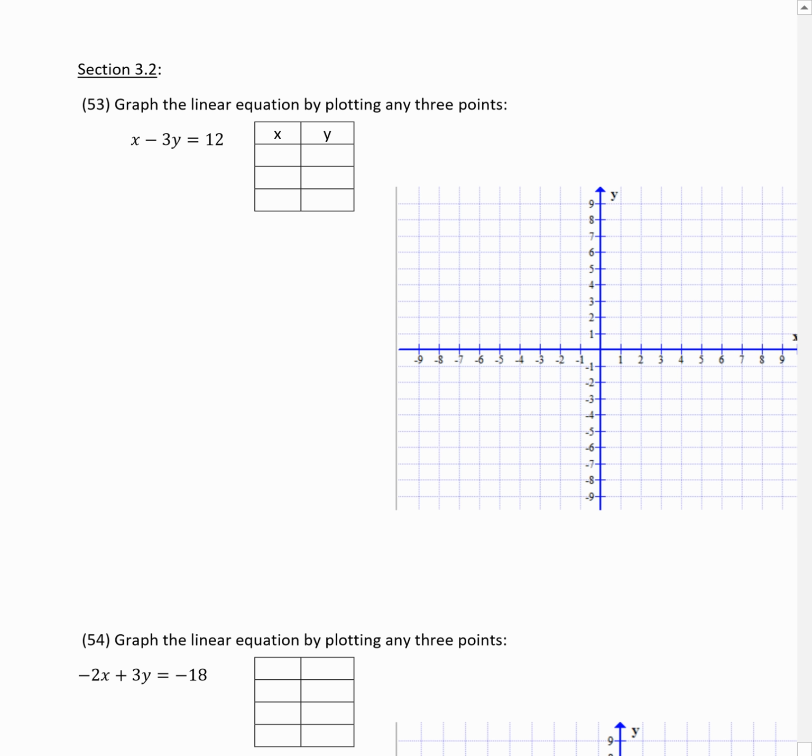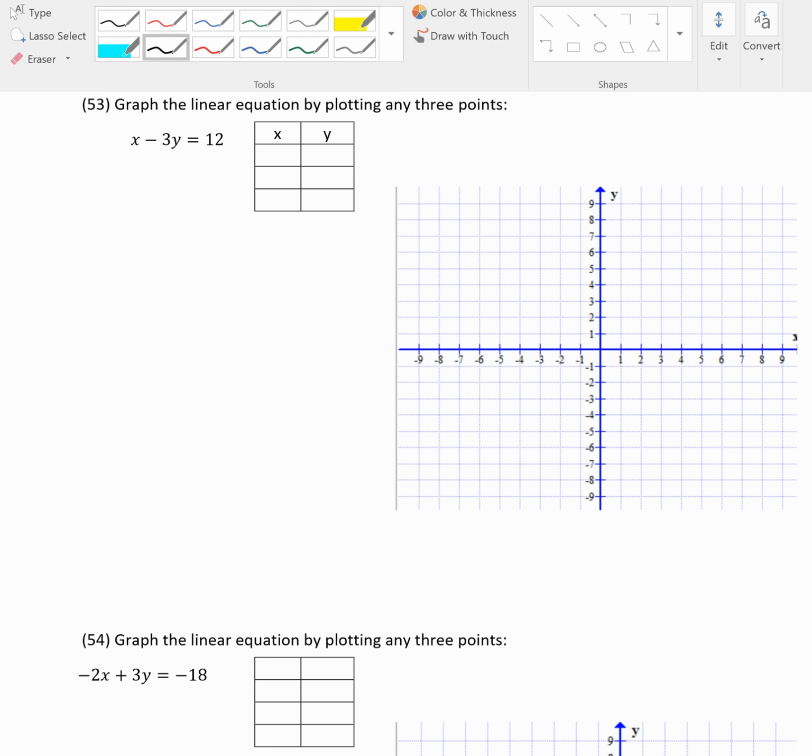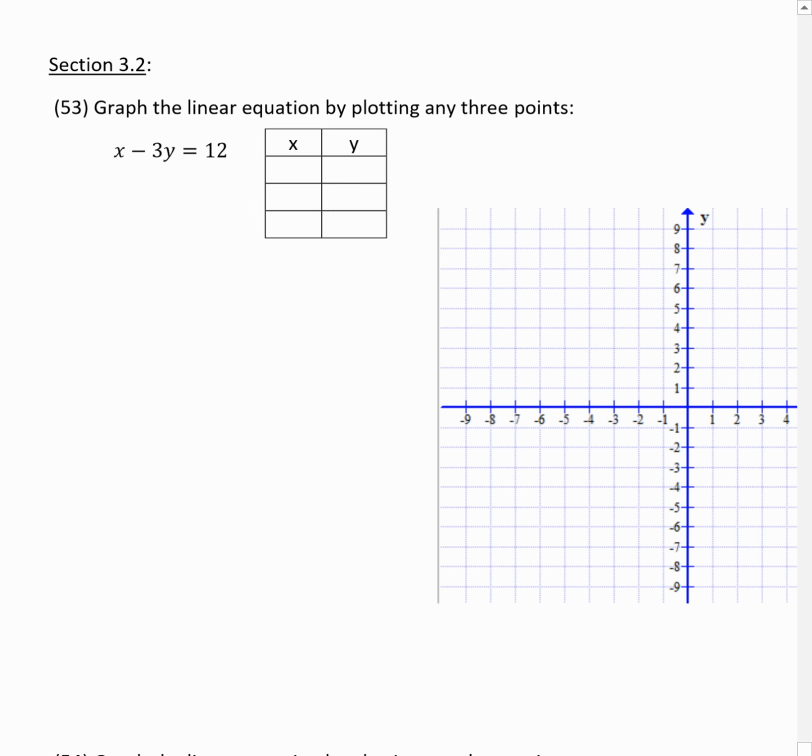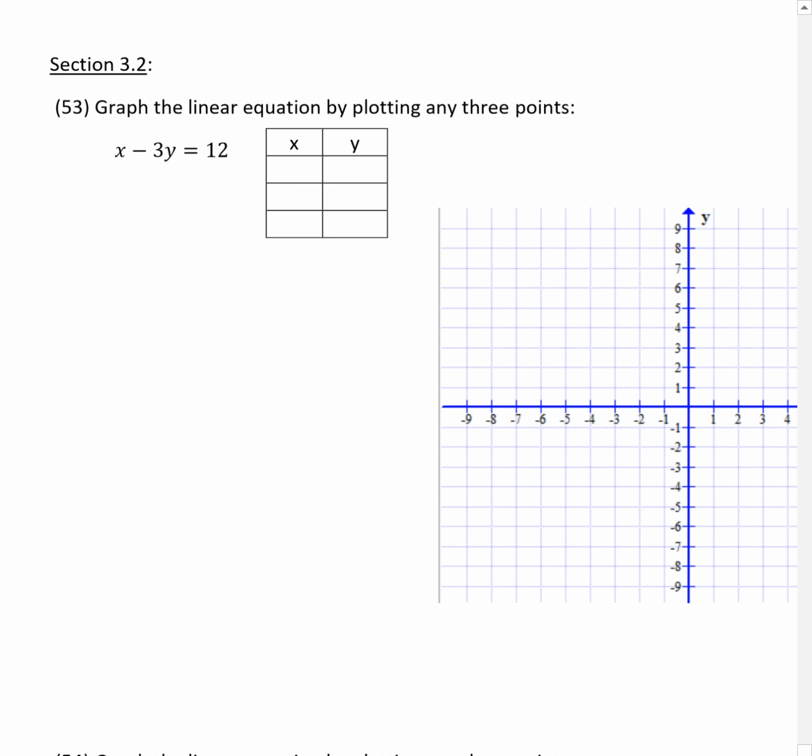So number 53, they want us to graph a linear equation by plotting a few points. Okay. So remember, on these ones, it's almost too much freedom. You can pick anything for x or anything for y, whatever you want. It's up to you. You can let x be something or y be something. What do you think?